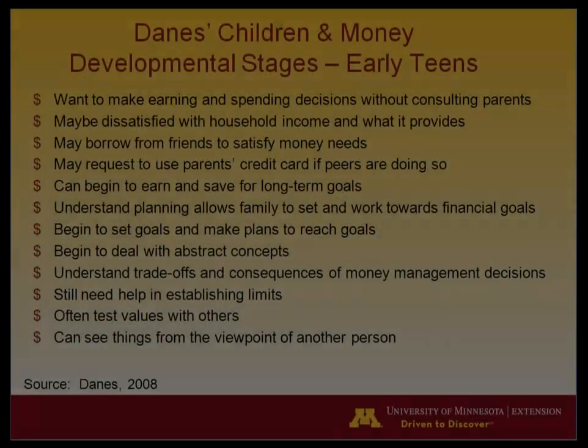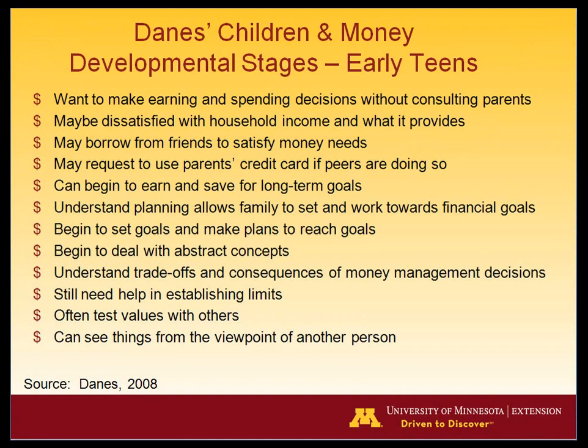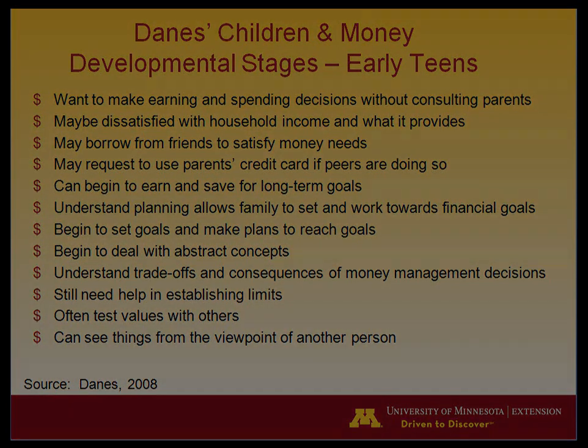When we move to the early teen category or age frame, young people ages 12 to 14 approximately, again, they are wanting to make more decisions independently. They might be dissatisfied with household income and what it provides. And so they know that planning helps folks work towards goals. They often test values with others. So again, they're becoming a little more sophisticated in their understanding and knowledge of money management.